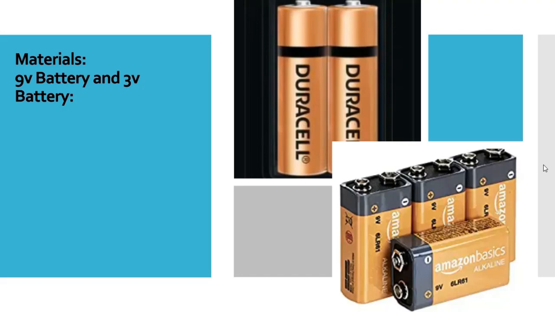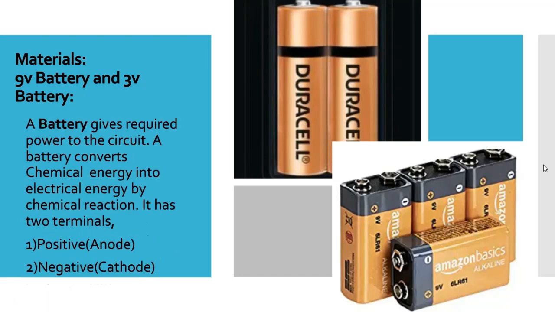First of all, what's a battery? A battery is a component which provides the required electricity to the circuit. It converts chemical energy to electrical energy. It has an anode, which means the positive terminal, and a cathode, the negative. The circle one on the 9-volt battery is the positive anode, and the hexagon-shaped one is the negative cathode.